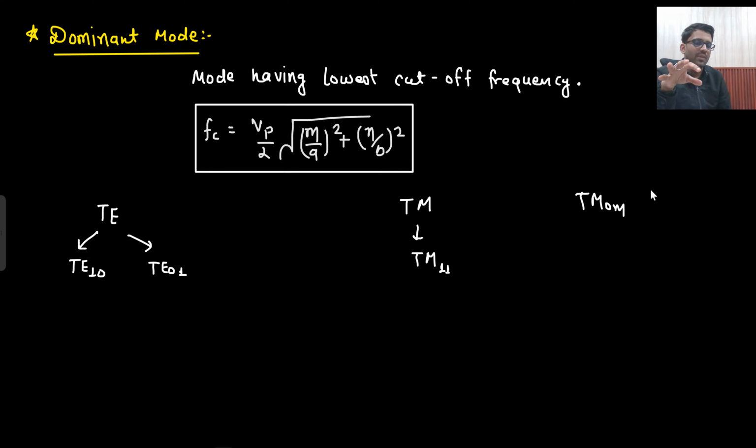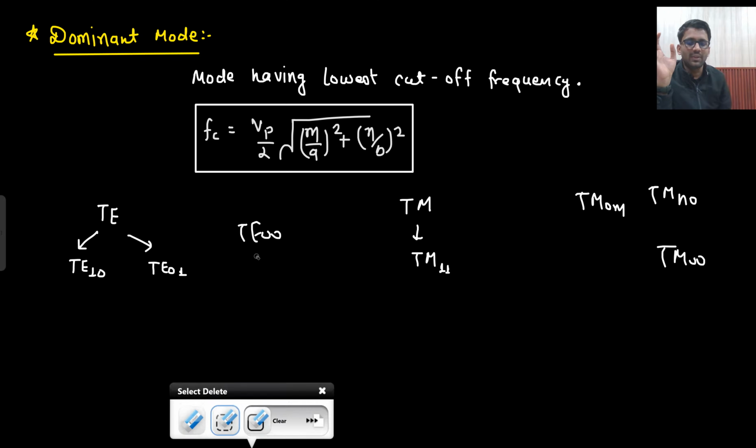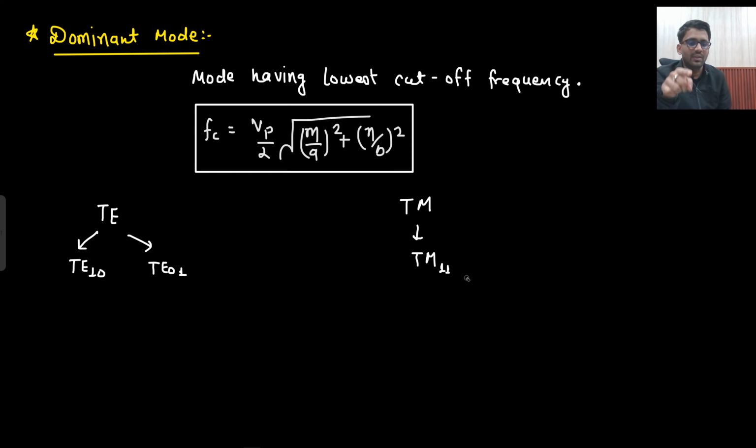TM0n cannot be there, TMm0 cannot be there, and TM00 cannot be there. And in this case, TE00 cannot be there. So 01 and 10, both cases are possible, and here the possible case is 11. Basically, what could be the minimum value of mn? This is what I am asking, because I need Fc to be minimum. If I need Fc to be minimum, that means I need the minimum value of mn, right? So here my m is 1 and n is 0.